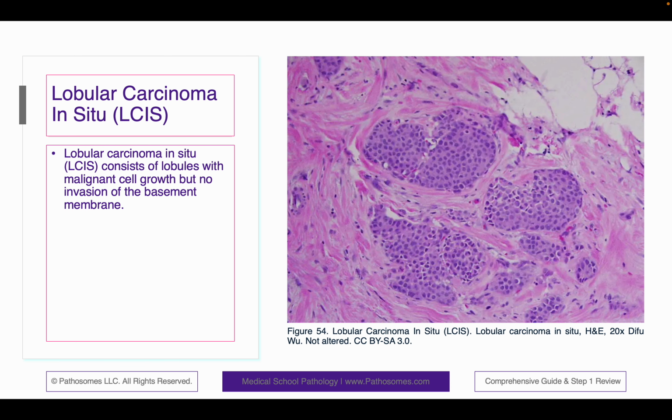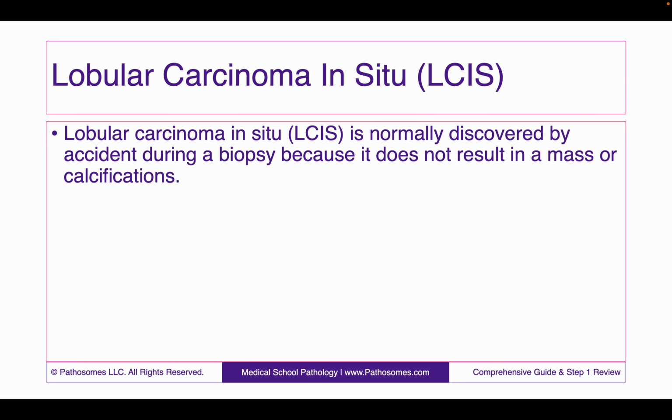Now, lobular carcinoma in situ. Lobular carcinoma in situ consists of lobules with malignant cell growth, but no invasion of the basement membrane. Lobular carcinoma in situ is normally discovered by accident during a biopsy because it does not result in a mass or calcifications.